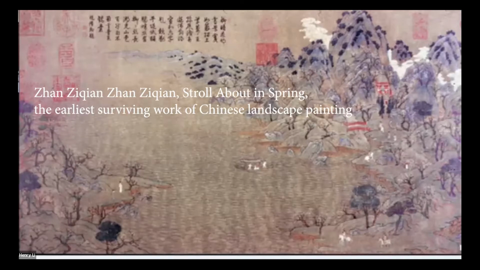This is the earliest surviving piece, a horizontal scroll of Chinese landscape painting by a master named Zhan Ziqian. Let me see if I can go to my lecture notes on the website, so you can see. I don't have to spell it.